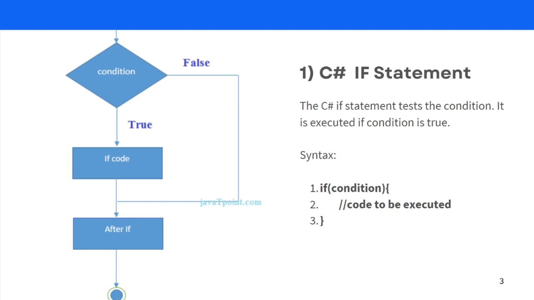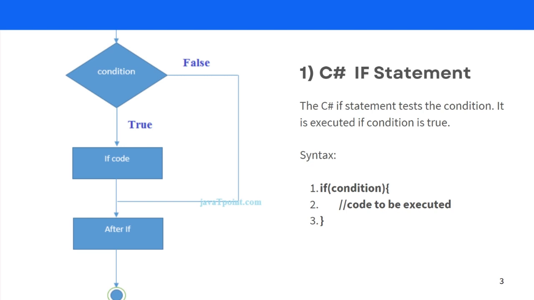First, let us clear our basic knowledge of how the if statement works. Here, the C# if statement tests the condition. It is executed if the condition is true. You can see the syntax of the if condition here. After the if, you have to mention the condition. If the condition is true, then the code which is to be executed is written here and it will be executing. But if the condition is not true, then the code will not be executed.